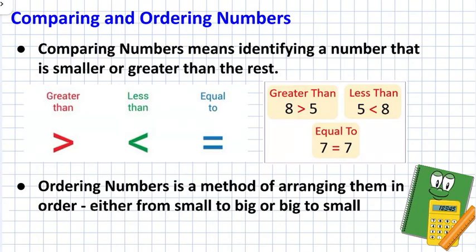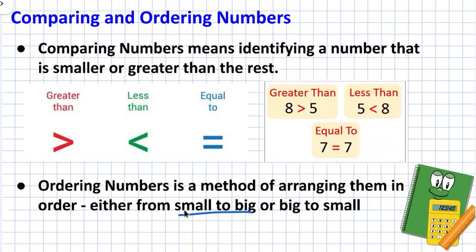While ordering numbers is a method of arranging them in order, either from small to big or big to small. Whenever we are arranging from small to big, we say that we are arranging in ascending order. And whenever we are arranging from big to small, that's whenever we are going down, so we are arranging in descending order.